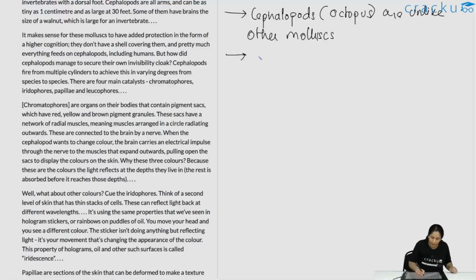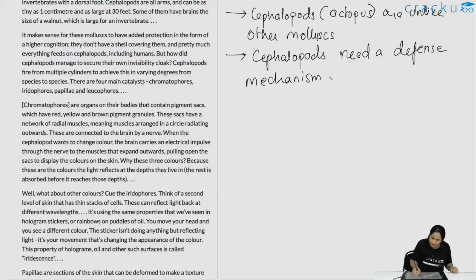So essentially cephalopods need a defense mechanism, and they make themselves invisible using 4 mechanisms. And how they make themselves invisible basically varies from species to species, but overall for all cephalopods there are 4 mechanisms as such.